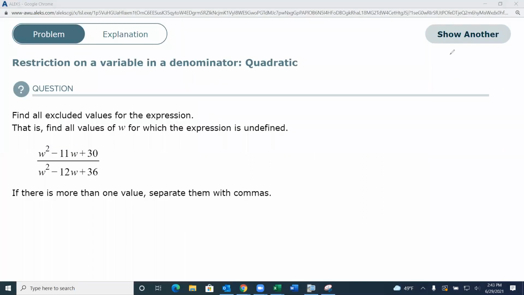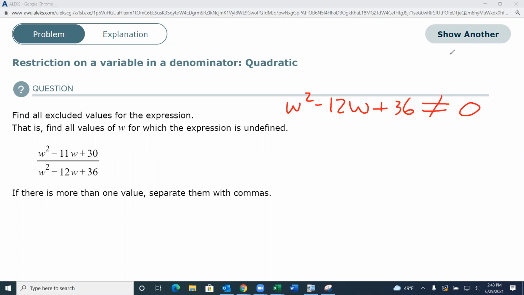All right. So what does that mean for us? Glad you asked. It means that the denominator cannot be 0. So let's just write that down. The denominator cannot equal 0. And now let's just solve, okay?